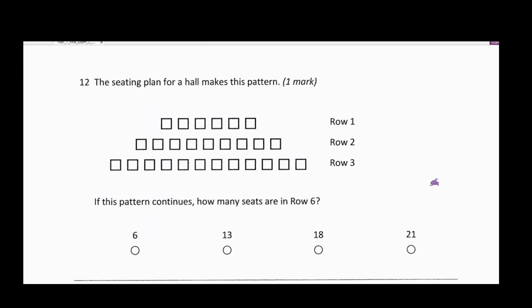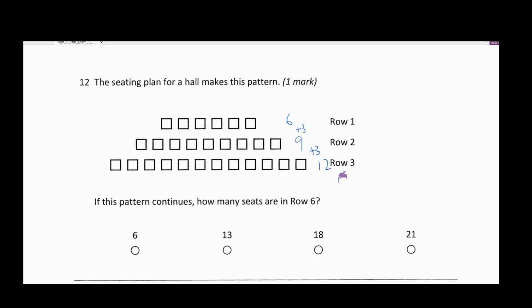The seating plan for a hall makes this pattern. If this pattern continues, how many are in row 6? So in row 1, you've got 1, 2, 3, 4, 5, 6. In row 2, you've got 9. In row 3, you've got 12. So here your difference, you're going up 6 to 9 is plus 3, 9 to 12 plus 3.